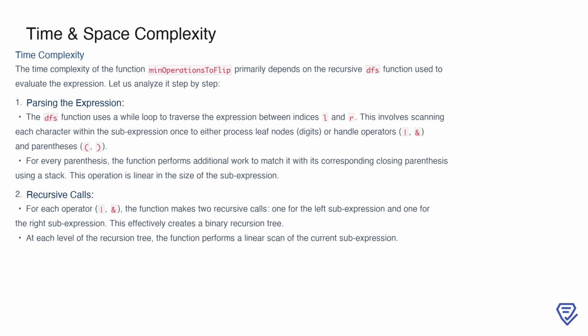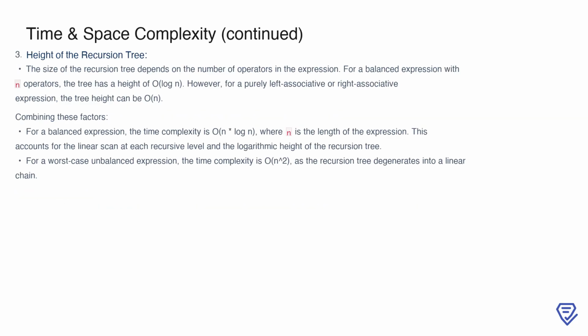Next, for each operator encountered, the function makes two recursive calls, one for the left sub-expression and one for the right. This forms a binary recursion tree. At each level of the tree, a linear scan of the sub-expression is performed to continue the processing. These two components, parsing and recursive calls, form the foundation of the function's time complexity. The height of the recursion tree plays a significant role in the overall complexity. For a balanced expression, where operators are evenly distributed, the tree's height is O(log n). This is because the expression is divided approximately in half at each recursive step.